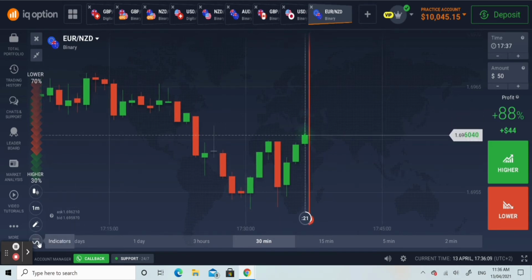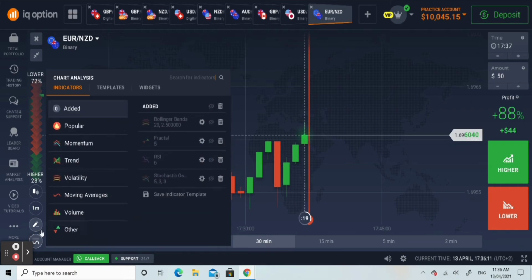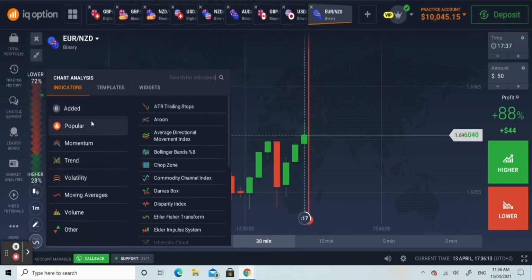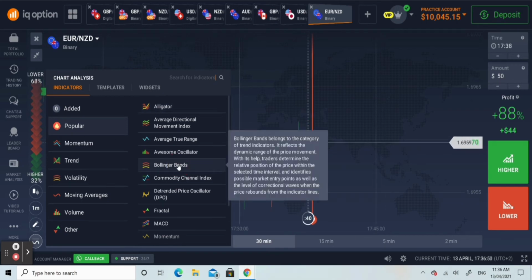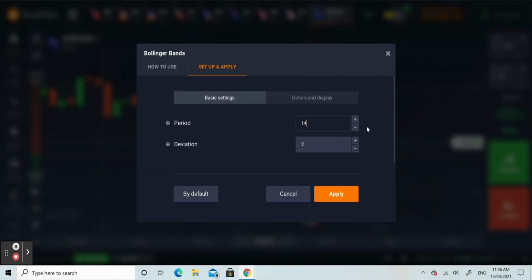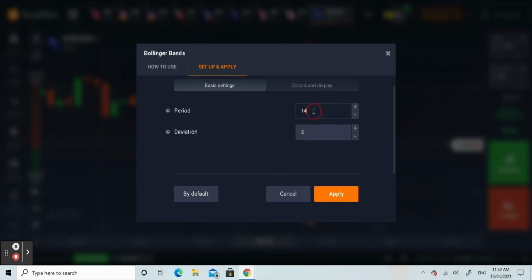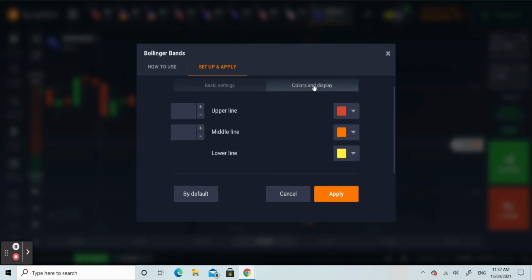Now we're going to apply the indicators. First, we're going to apply the Bollinger Bands. You go to search for indicator and you type BB. Okay, there it is, Bollinger Bands. We're going to change the default settings from 14 to 20, and the deviation from 2 to 2.5. Okay, we can change the color.